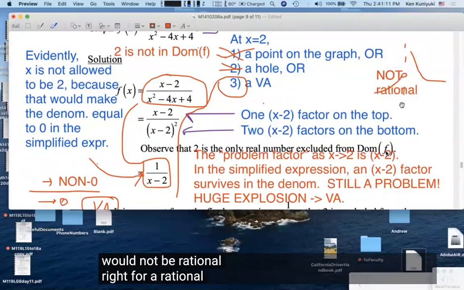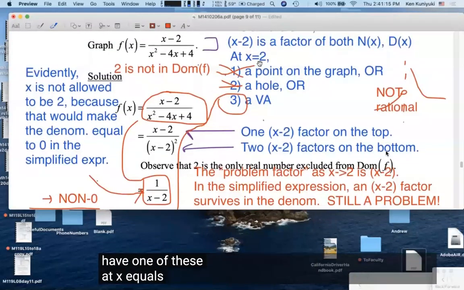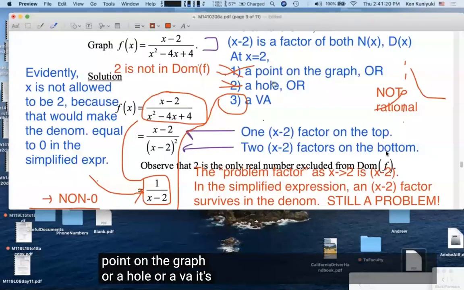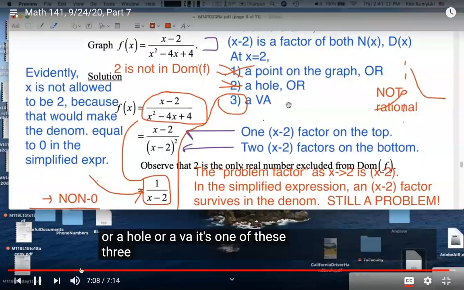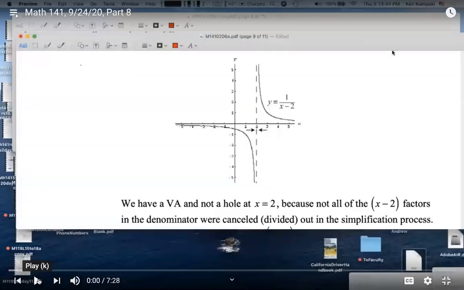For a rational graph, you can only have one of these at x equals a given real number: either a point on the graph or a hole or a VA. It's one of these three. If you don't have a rational graph, you could have various things going on. Okay, any questions? We're going to do an overview right now.